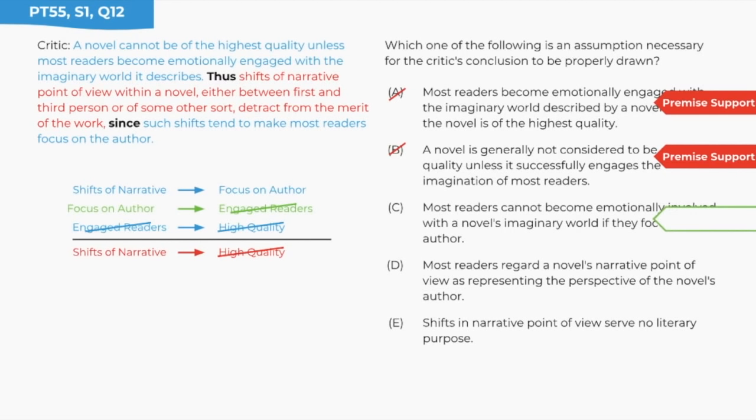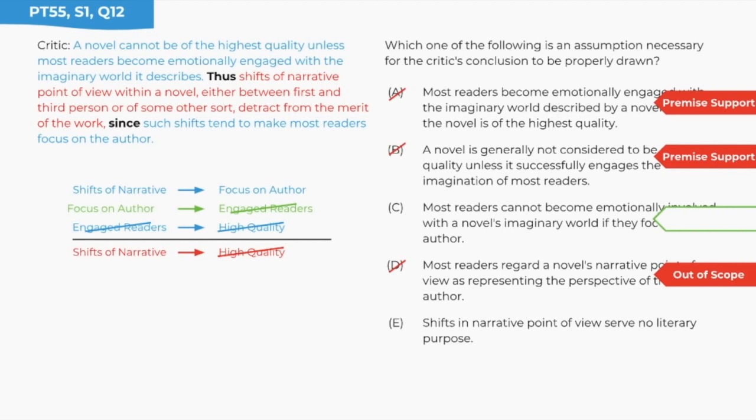Answer choice D, most readers regard a novel's narrative point of view as representing the perspective of the novel's author. What these readers regard as a novel's narrative point isn't really relevant. This is out of scope. Answer choice E, shifts in narrative point of view serve no literary purpose.